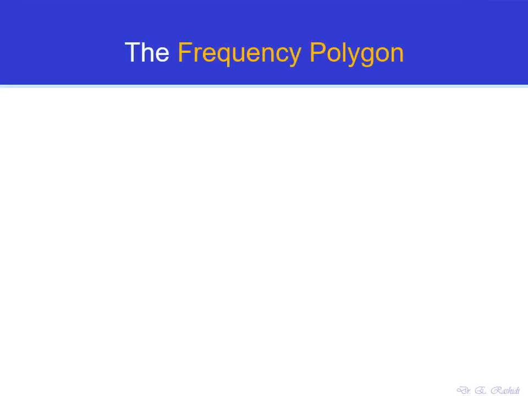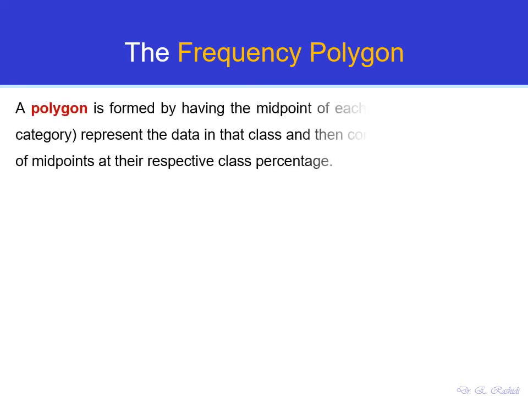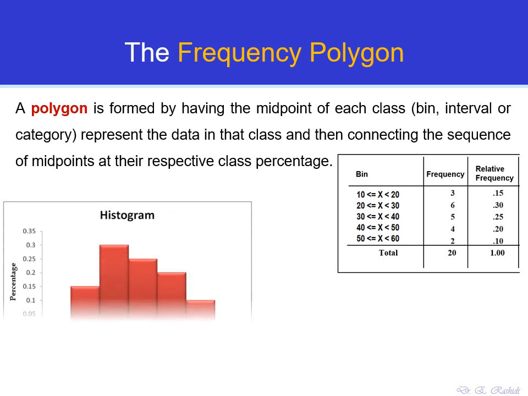Another way of representing numerical data is using a frequency polygon. A frequency polygon represents data, each bin or category, intervals of data, using dots that are connected. Let's build a frequency polygon for our previous example. So this is the histogram that we built.